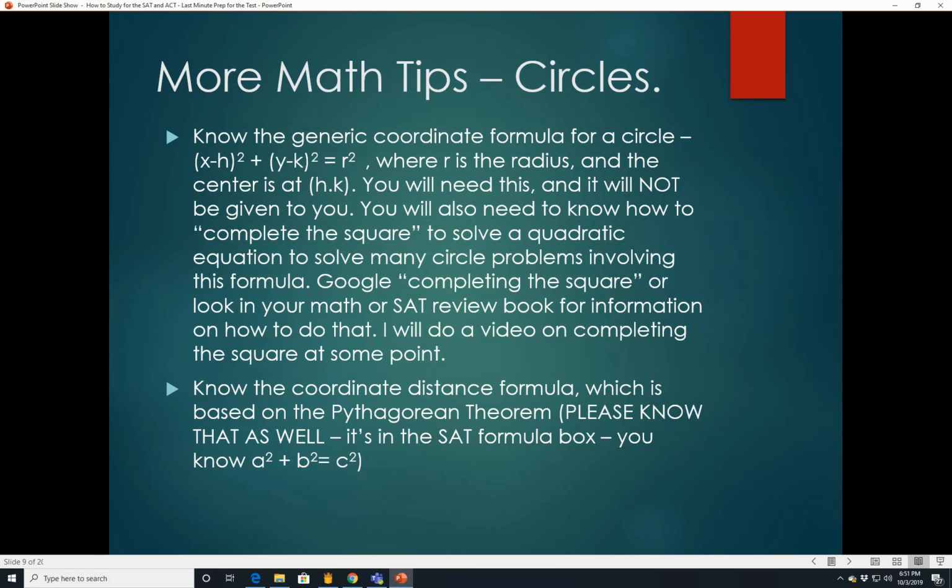But I haven't done it yet, and it's not going to be done in time for the upcoming SAT in 2 days. So, know the coordinate distance formula, which is based on the Pythagorean theorem. Please know that as well. It's in the SAT formula box, a squared plus b squared equals c squared. Again, you can just Google the coordinate distance formula. It's just d equals, and then it's going to have (x2 minus x1) squared plus (y2 minus y1) squared. Those are both in parentheses under a gigantic radical sign. So you can Google the coordinate distance formula if you need to see that, or you can just look at my other videos, or you can look at my blog, etc.